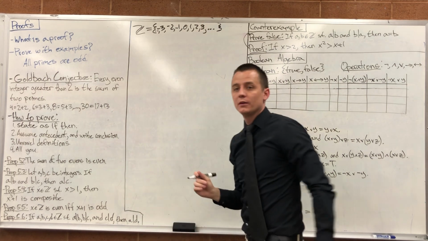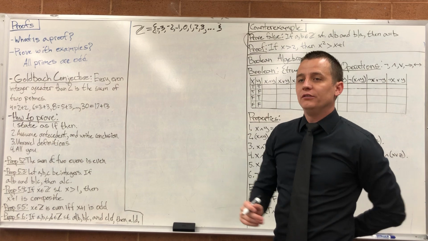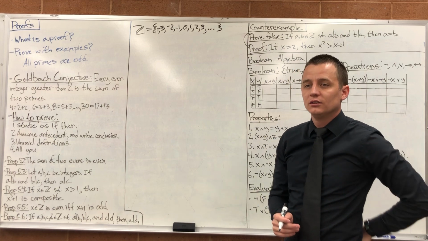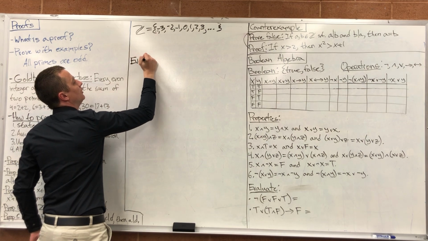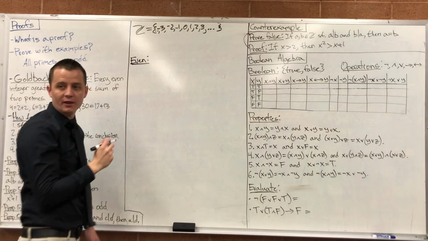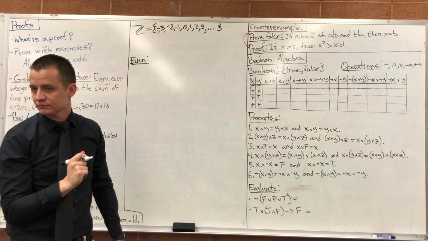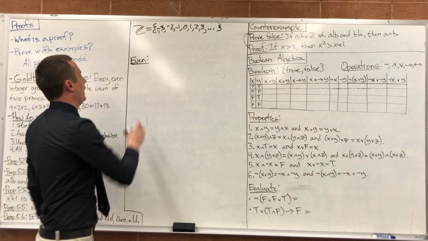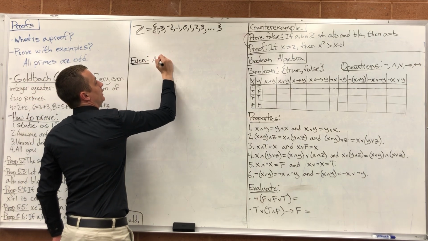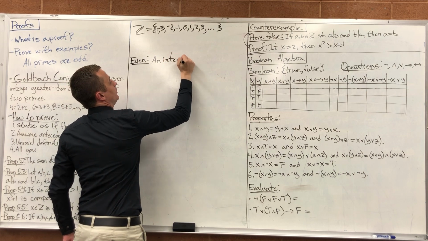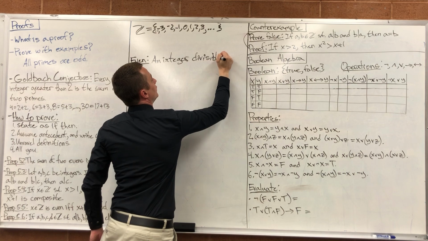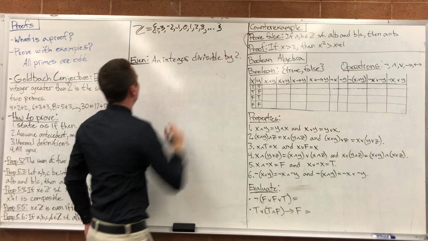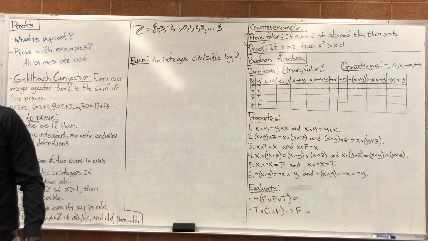What it means to be even. Before we can do even, what did we need to find? We can say even really quick. What's even? Even is an integer divisible by 2. But then we had the question of what's divisible.